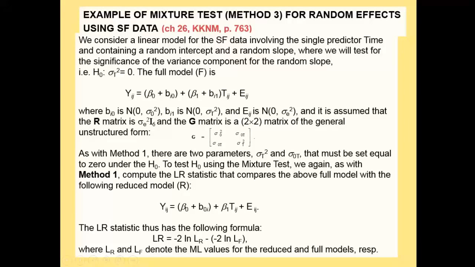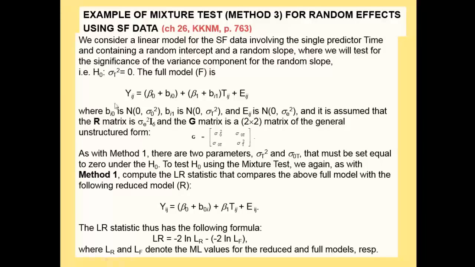Okay, we consider a linear model for the shoulder flexion data involving the single predictor time. Remember, the shoulder flexion data had day and time. I'm just saying, suppose we just focus on time. So here's the model, and the model has a random intercept and a random slope for time. That's the model we're talking about. And what we want to do is test for the significance of the random slope.